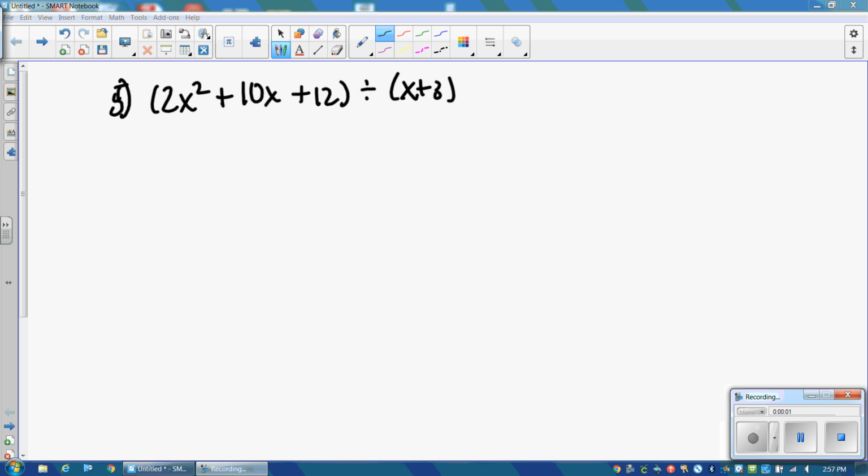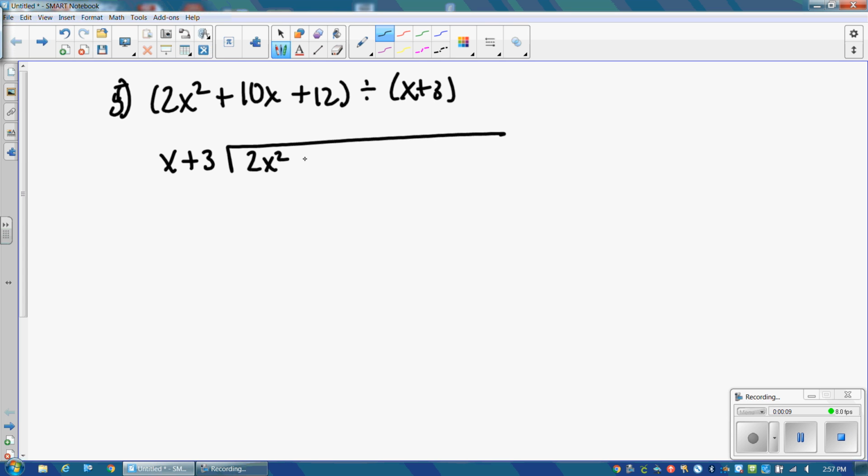Guys, I'm going to go through the homework problems for tonight. We are doing long division. We'll talk about synthetic division tomorrow. This is 2x squared plus 10x plus 12 divided by x plus 3 for problem number 5. Remember, your homework is page 290 to 291, 5 to 35 odd. And today I asked you to try to do 5, 7, 9, and 11.